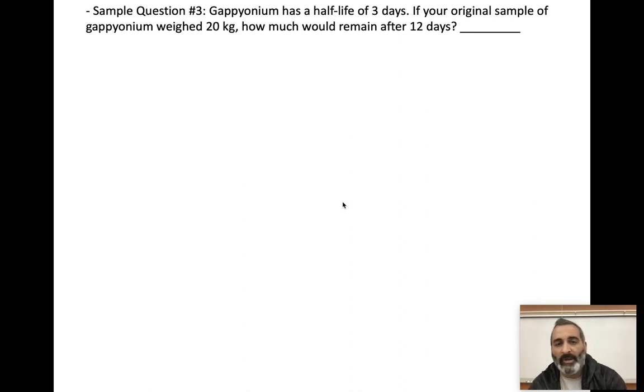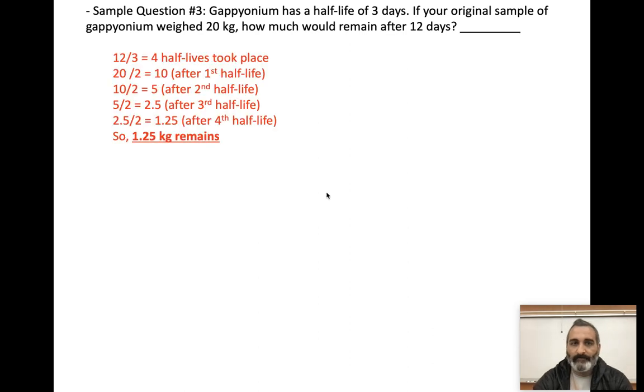Sample question number 3. Gapionium, I made it up, has a half-life of 3 days. If your original sample of gapionium weighed 20 kilograms, how much would remain after 12 days? All right, so let's show you how to do the math. 12 divided by 3 tells us that 4 half-lives took place. So 12 days passed, every 3 days was a half-life, so 4 half-lives passed.